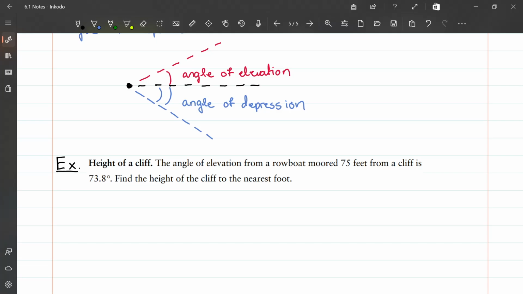The angle of elevation from a rowboat moored 75 feet away from a cliff is 73.8 degrees. Find the height of the cliff to the nearest foot. So of course we're going to need a picture here. And if we're going to have a picture, we may as well go ahead and have some fun with it.